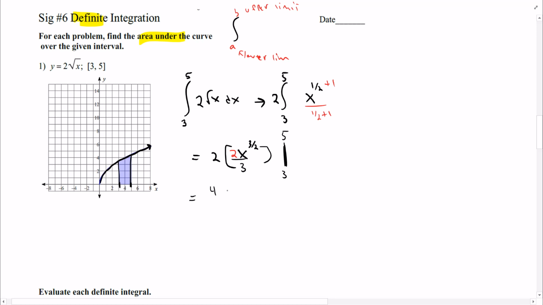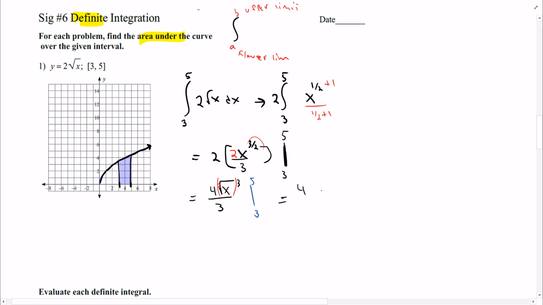We're going to get 4x to the 3/2, and since we have to evaluate this, why don't we go and write it in radical notation again, right? So that's going to be 4 square root of x cubed over 3, right? Just changed it back to radical notation, right? This 3/2 became basically, if you want to write a little 2 up here, it's 2. And we're still going from 3 to 5, which means first I plug in 5, right?